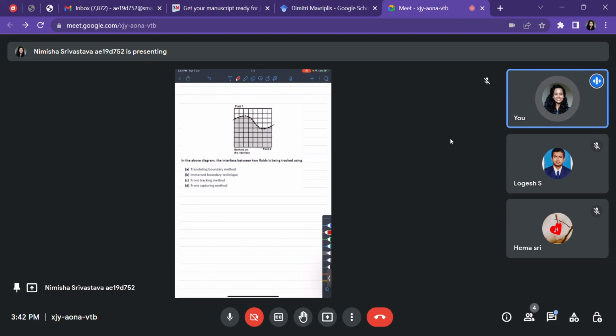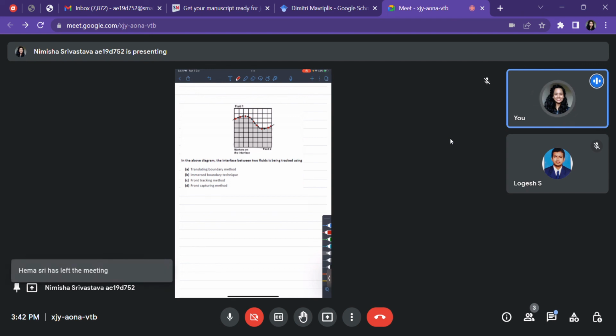We can observe that there are some red dots which are tracking the interface, right? So they stick to the interface, and as the interface keeps evolving, these points will also follow its deformation. From the above diagram, the interface between the two fluids is being tracked using: translating boundary method, no. Immersed boundary technique, no. Front tracking method, yes. So here we are front tracking. We are not front capturing.